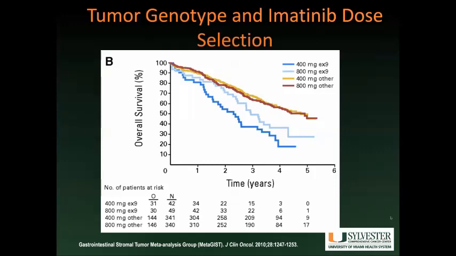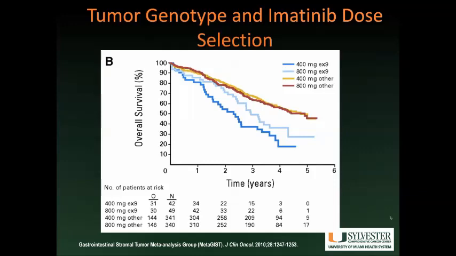This is data from the MetaGIST study that was published a number of years ago, looking at overall survival. It took patients from the initial phase 3 study. About 1,700 GIST patients were randomized to either 400 or 800. If you look at the orange and the yellow curves, you don't see any difference. They're completely overlapping. That's other exons, exon 11 mostly, but also other exons. So it doesn't really matter if an exon 11 mutant GIST patient starts with 400 milligrams or 800 milligrams, the outcome is the same.